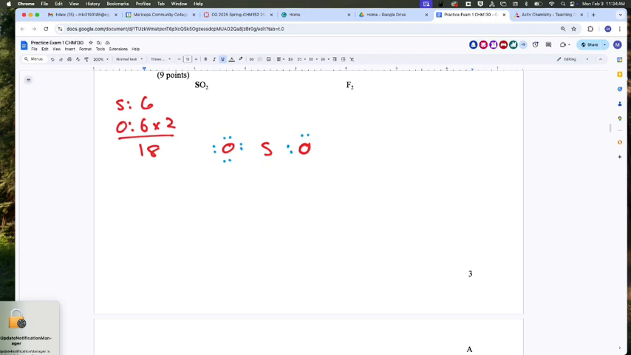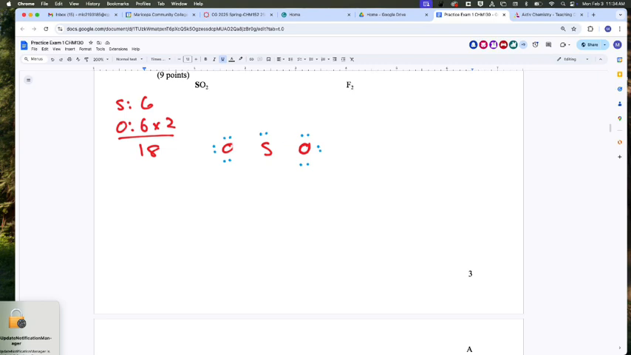So 2, 4, 6, 8. How many electrons have we placed? 16. So what do we need to do? 2 more electrons. Where do they go? They have to go on the sulfur. Why can't I place them on an oxygen? They already have their octet satisfied.